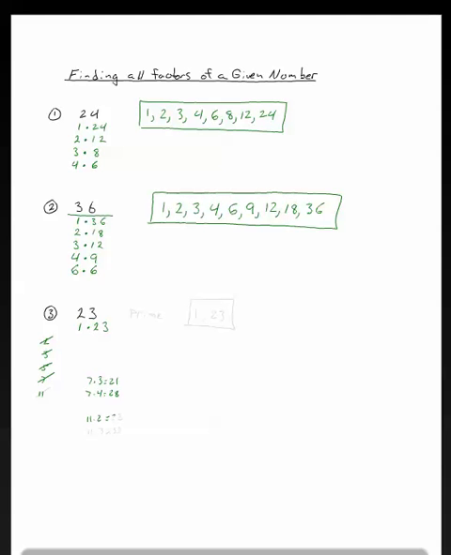11 times 2 is 22. And then 11 times 3 is 33. So once again, it skips over 23. So not that either. What this is telling us is that 23 is a prime number. And so its factors are just 1 and 23.